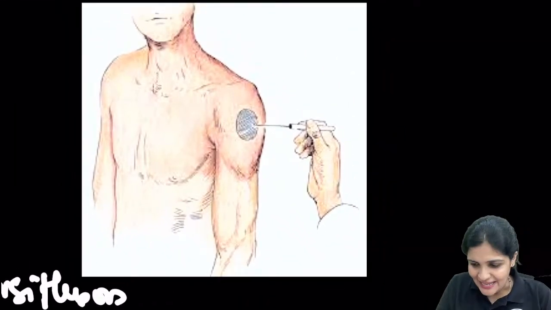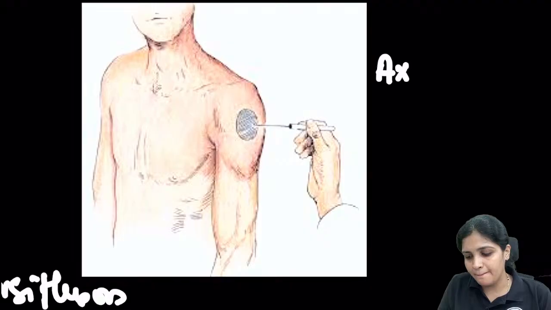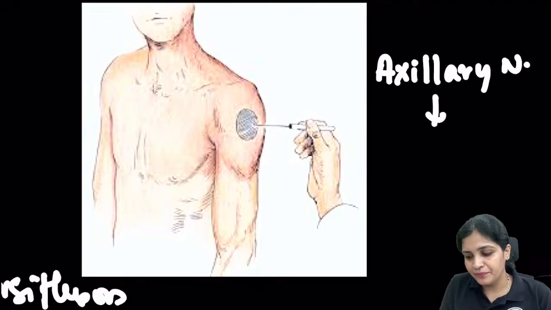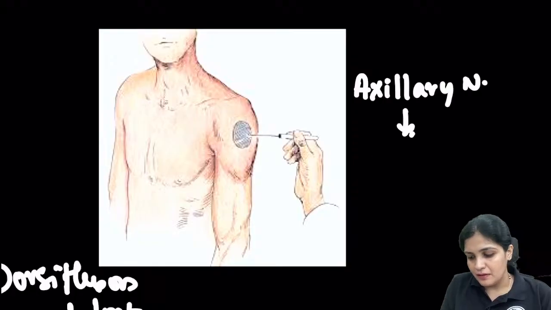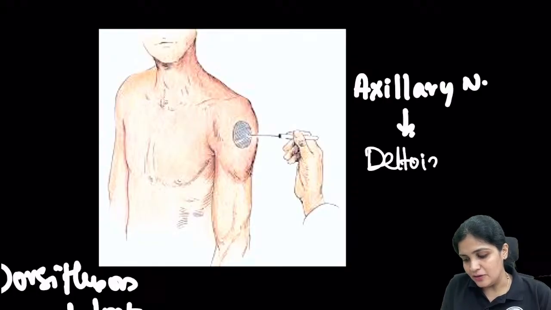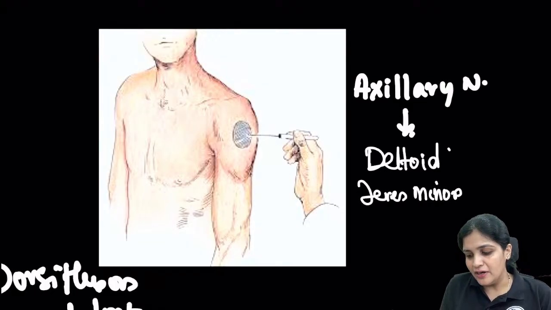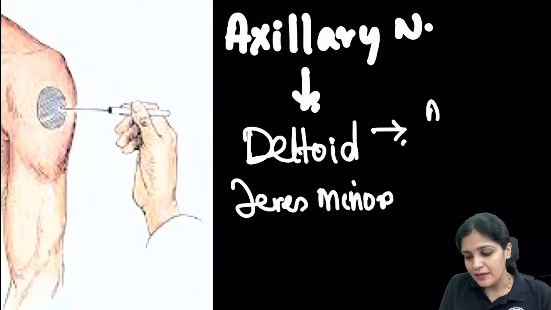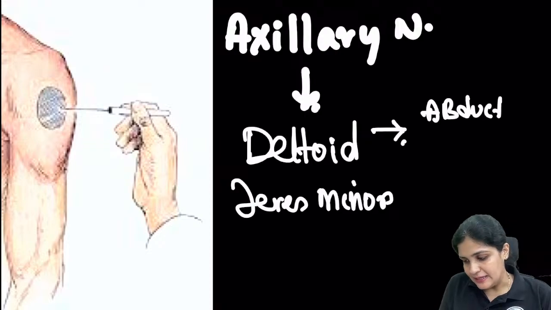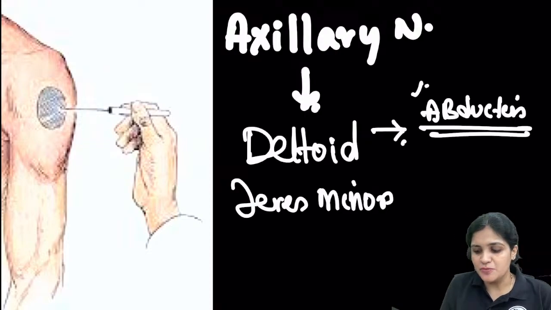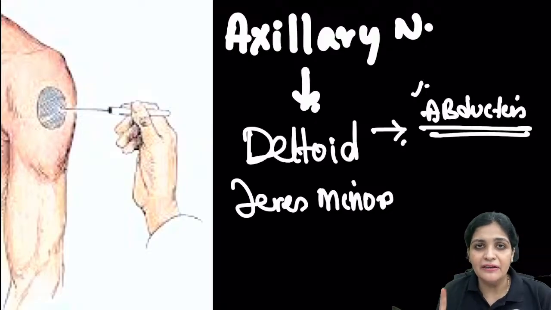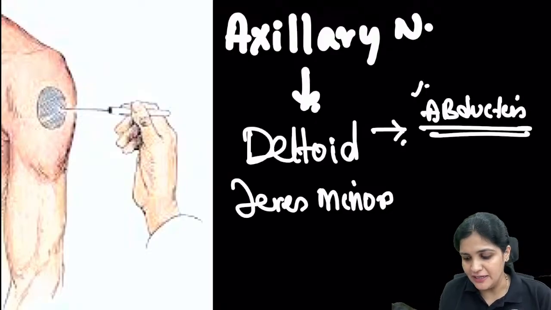Then what is this? Regimental sign. Which nerve? Axillary nerve. Which muscles does it supply? It supplies the deltoid and the teres minor. And deltoid is responsible for what action? Abduction, 15 to 90 degrees. Actually, deltoid is responsible for all the actions except adduction, but especially we will remember it as abduction. Then teres minor?